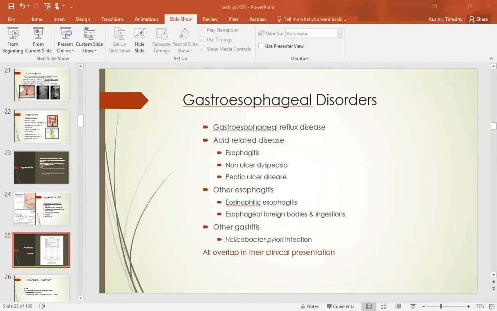Gastroesophageal reflux, okay? You're going to see this a lot in little kids. It can be related to acid type stuff. There can be peptic ulcer disease. There can be other esophagitises like eosinophilic esophagitis. You can have esophageal foreign bodies, and there can be other gastritises caused by like an H. pylori infection.